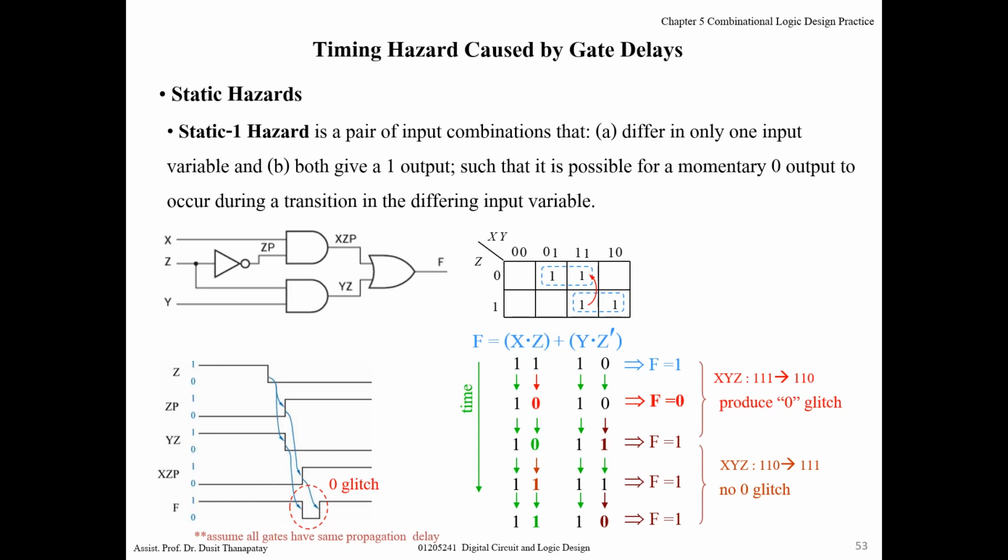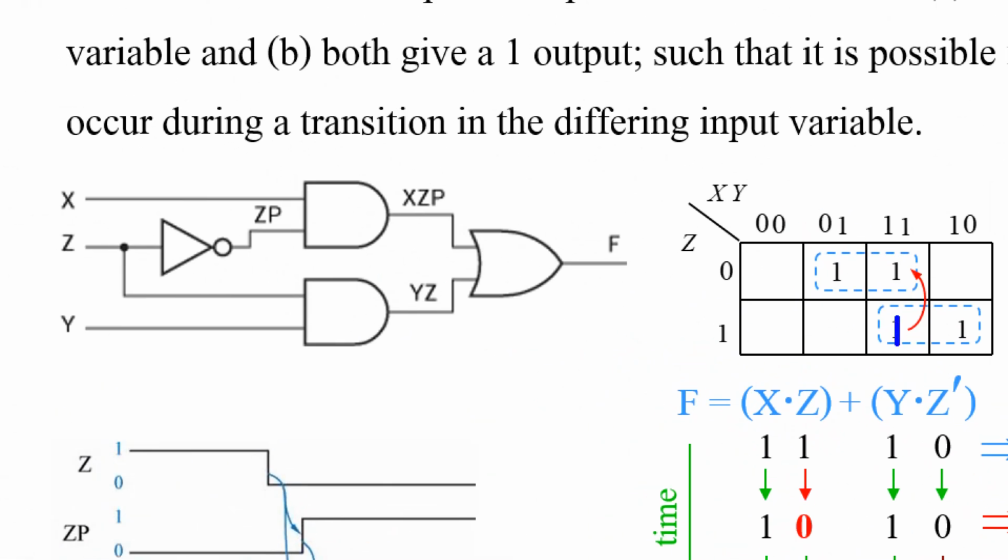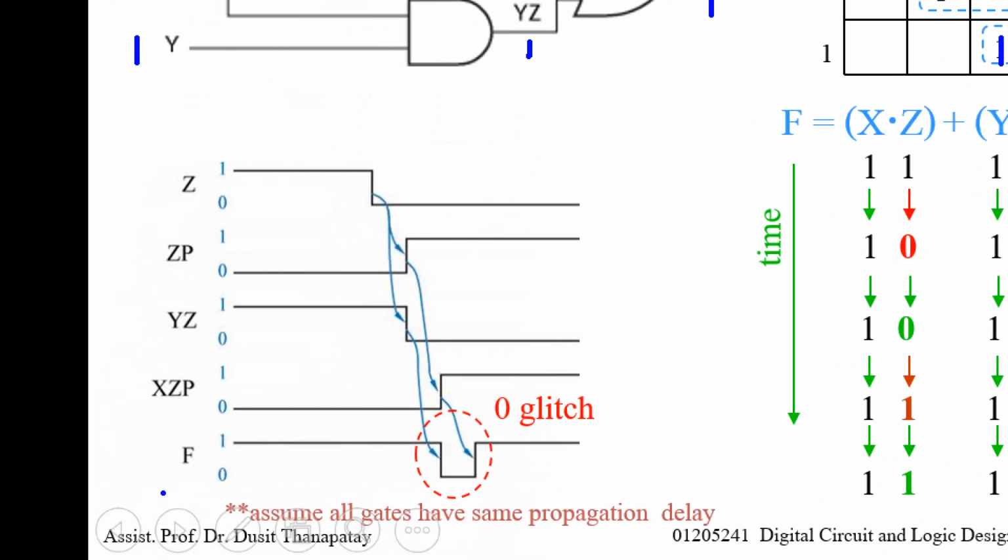And the last topic of this chapter is talking about timing hazards caused by gate delay. Consider this one. If I start from input value 111 here, how about the output? 1 here, inverted 0 here, 0 and 1 is 0, 1 and 1 is 1, 1 or 0 is 1. Okay, output is 1.